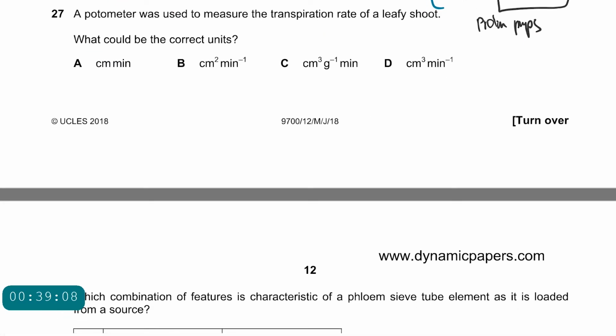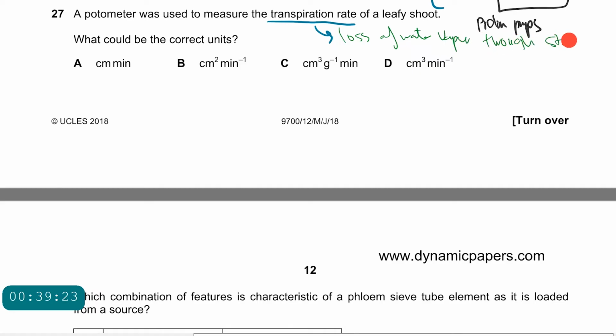Question 27. A potometer was used to measure the transpiration rate of a leafy shoot. Let's quickly explain what transpiration is. Transpiration is loss of water vapor through the stomata. What could be the correct units? The correct unit is always going to be D, centimeter cubed per minute.